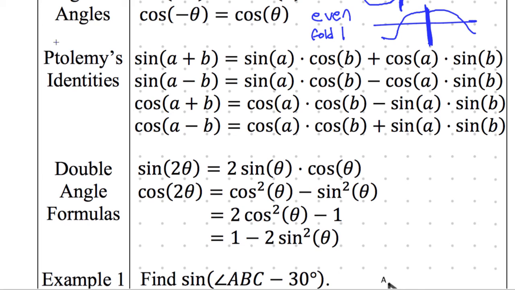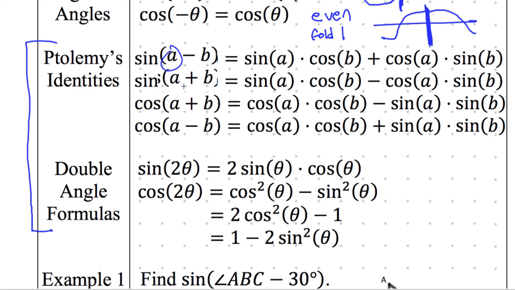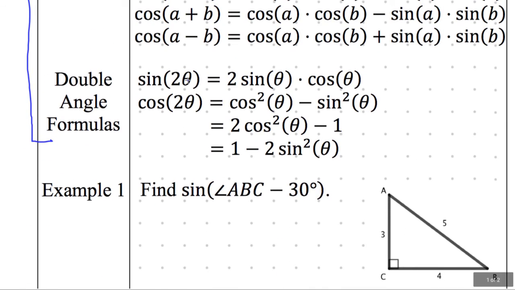Again, these two right here, you need to have ready to use. You need to be ready to use this on the problem set, the quiz, and the test. All right, double angle formulas. So Ptolemy's identities work for something plus something else or something minus something else. What if you decide to multiply specifically by 2?